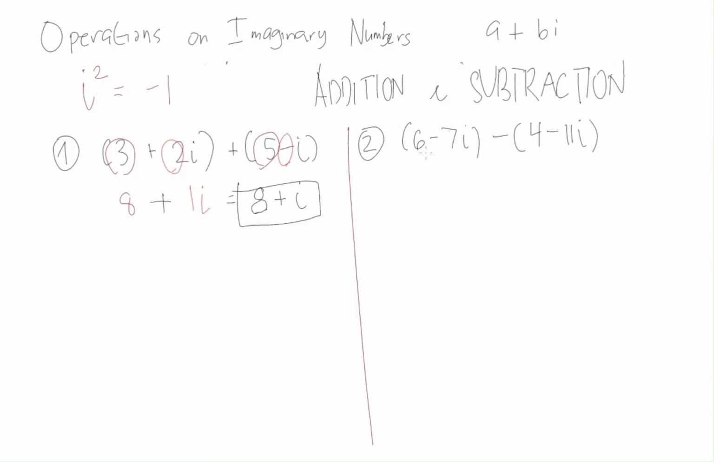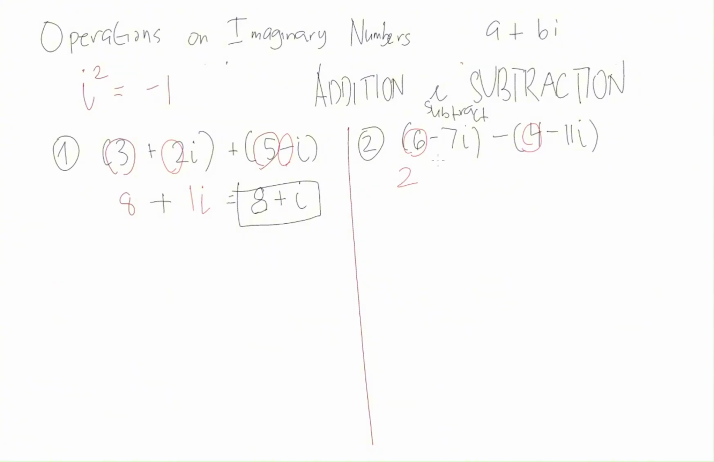So this one, we're going to subtract the like terms. This is subtraction, okay? We're going to subtract the like terms. So 6 minus 4 is just 2. And then we're going to subtract -7 minus -11.